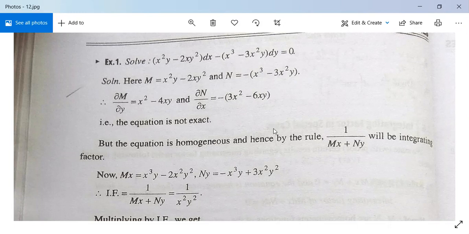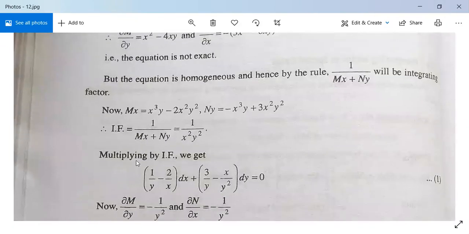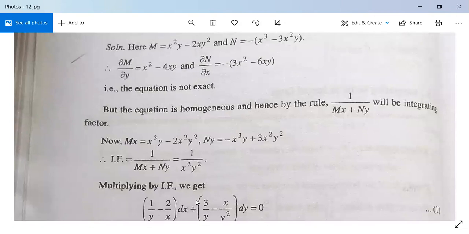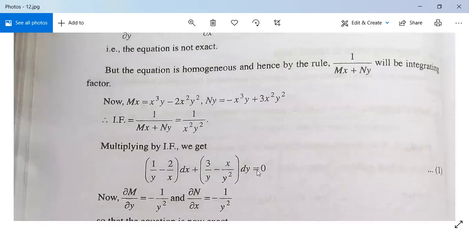The equation is homogeneous, so evaluate m into x plus n into y. m into x is x cube y minus 2x square y square, and n into y is minus x cube y plus 3x square y square. Sum both of them, their sum is x square y square. This is not zero, so the integrating factor will be 1 upon (mx plus ny), which is 1 upon x square y square. Multiply the given differential equation by this integrating factor, and you will get (1 upon y minus 2 by x) dx plus (3 upon y minus x by y square) dy is equal to 0.